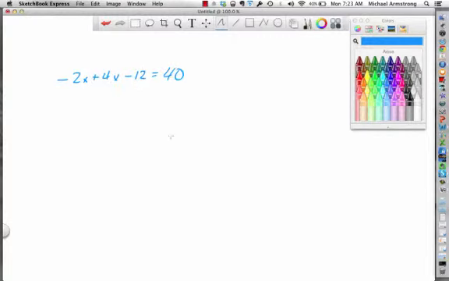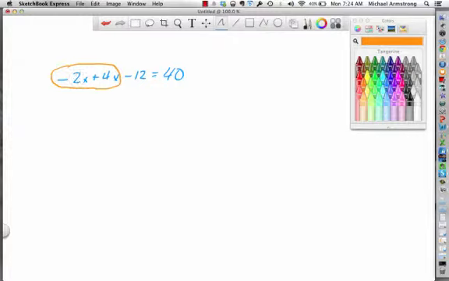So when we start doing problems, the example is negative 2x plus 4x minus 12 is 40. Okay, so the first step is combining the terms. That would be taking our x's and getting them together. Now, one of the things you need to remember is that this is a negative 2x and this is a positive 4x. That's one way to look at it. And this is a negative 12.